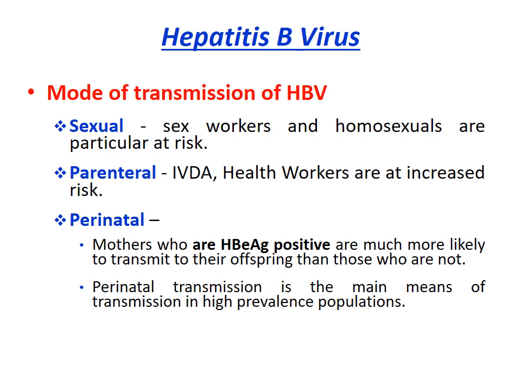Perinatal: here, mothers who are HBe antigen positive are much more likely to transmit the infection to their offspring than those who are not HBe antigen positive. Perinatal transmission is the main means of transmission in high prevalence populations, as in Africa, Asia, and the Western Pacific areas.